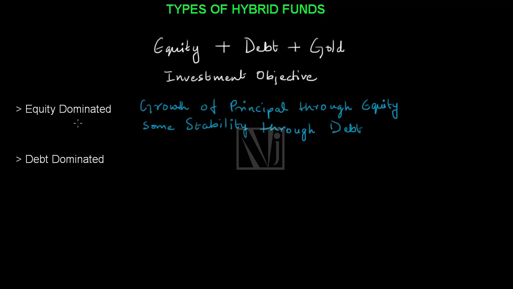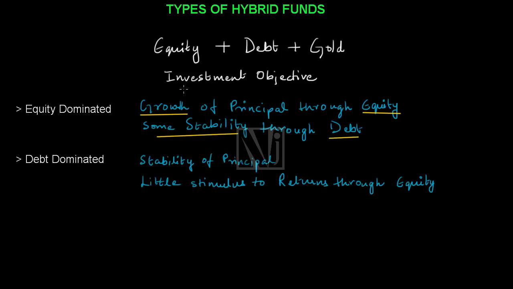In an equity dominated hybrid fund, the investment objective of the scheme is majorly growth of principal through equity along with providing some stability through debt. Whereas in a debt dominated hybrid fund, the investment objective of the scheme is primarily stability of principal by majorly investing in debt along with a little stimulus to returns through equity.